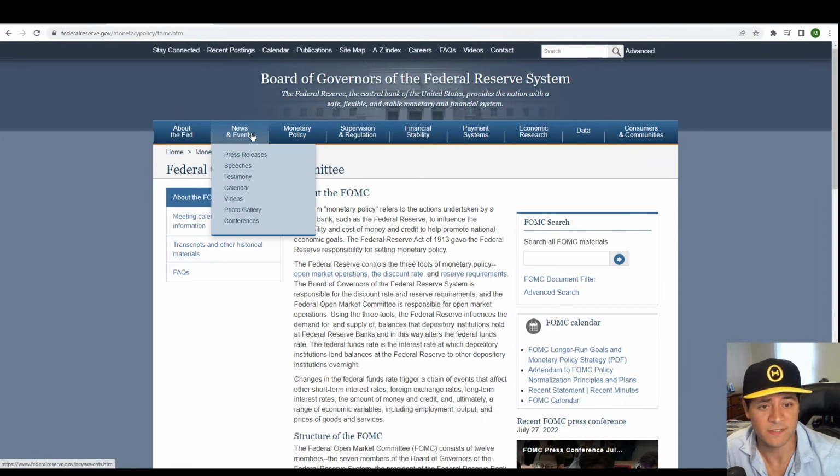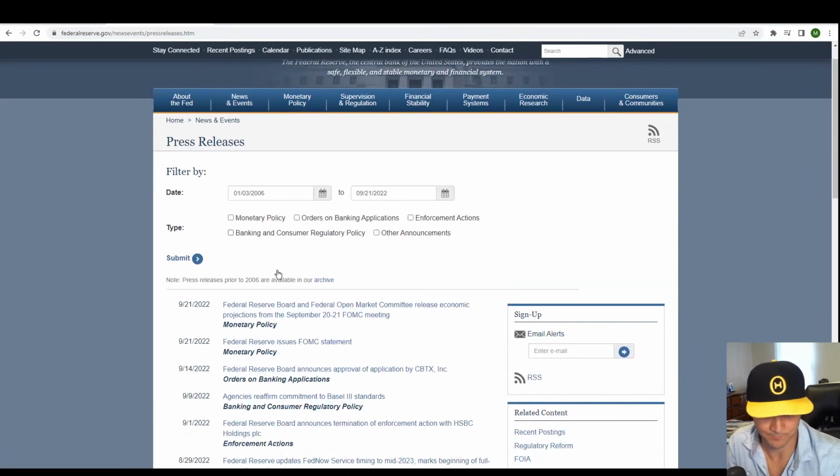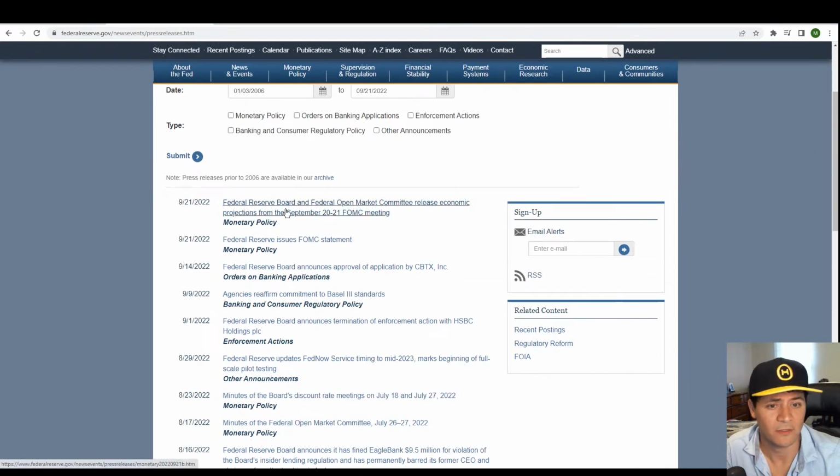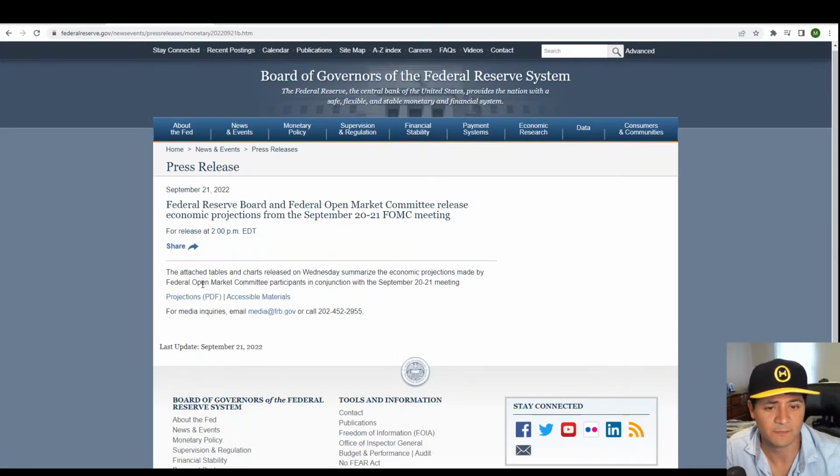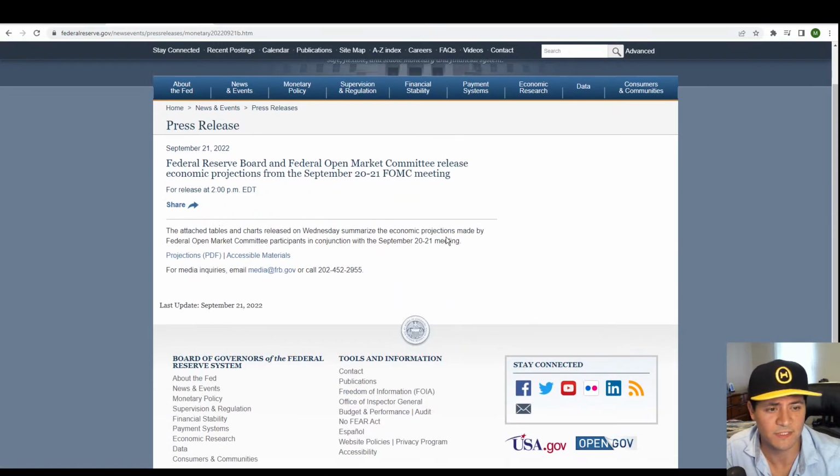All right, now let's see the press release. All right, here it is. Reserve Board, so this is today. All right, here's the tables to summarize economic projections.